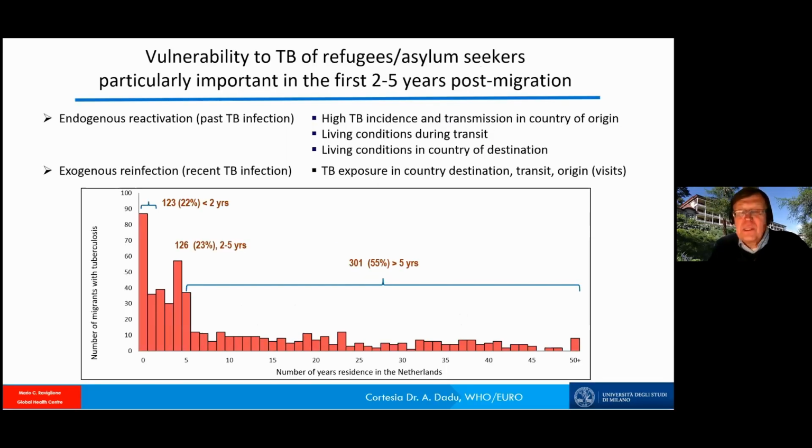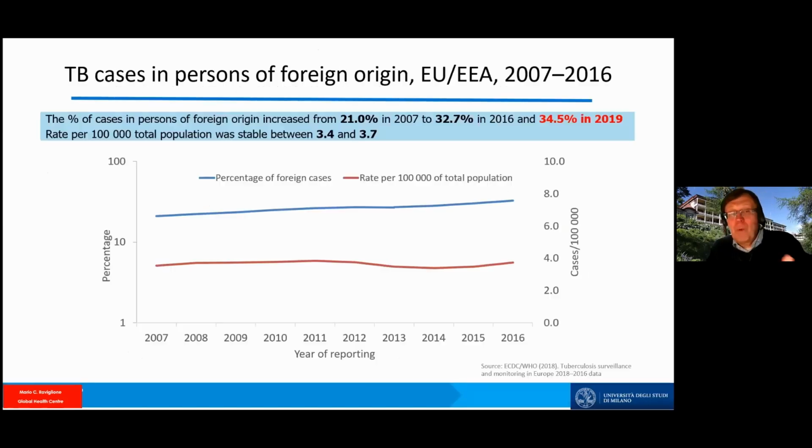This is a study that Andrei Dadu from WHO gave me a few years ago that I just use here to reiterate the importance of tuberculosis in migrants. And you see it was done in the Netherlands with all the TB cases that emerged among migrants, among foreign-born. And what you see there is that of those that would develop tuberculosis, the majority, more than half, would do it during the first few years after migration. And that is a well-known phenomenon.